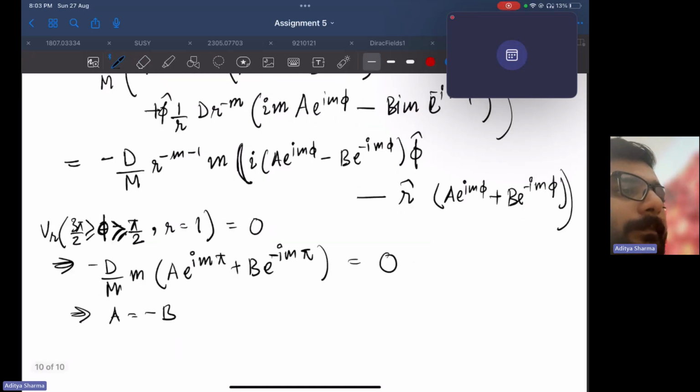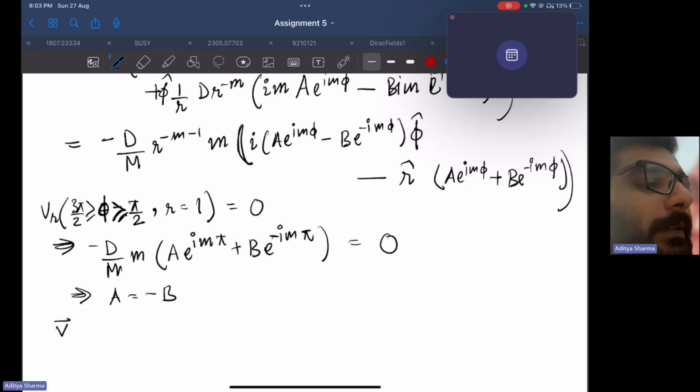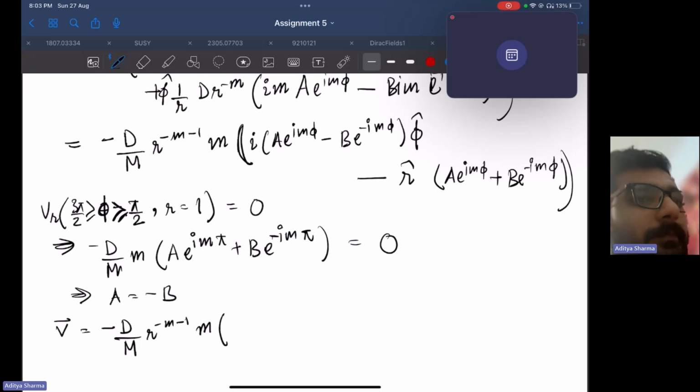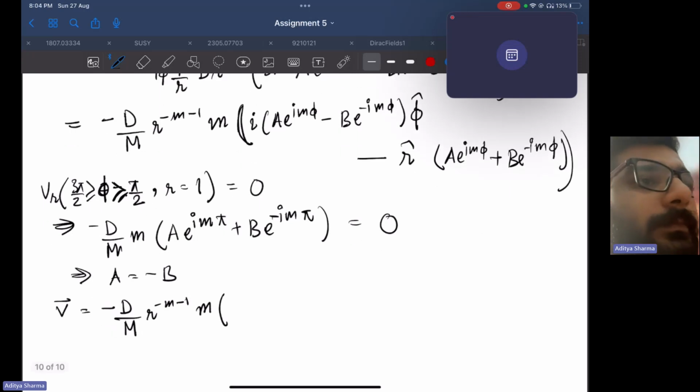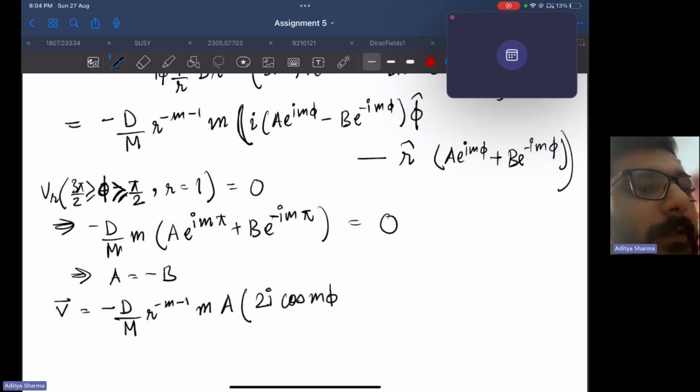So if we put that, we're going to get b is equal to minus a, and so on, equals minus b.